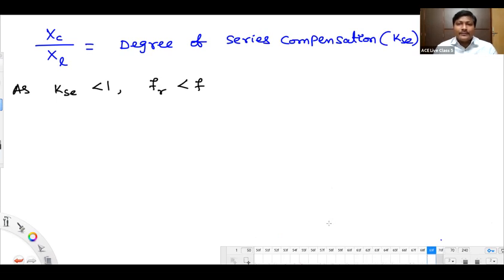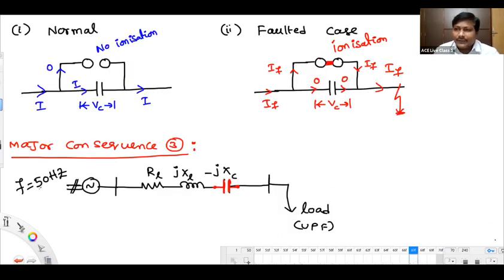Okay, all of you getting this one? FR will be less compared to F. Next thing. Means, for example, if the frequency of supply is 50 Hz, frequency of operation is 50 Hz, resonance will occur for a frequency lower than 50 Hz.